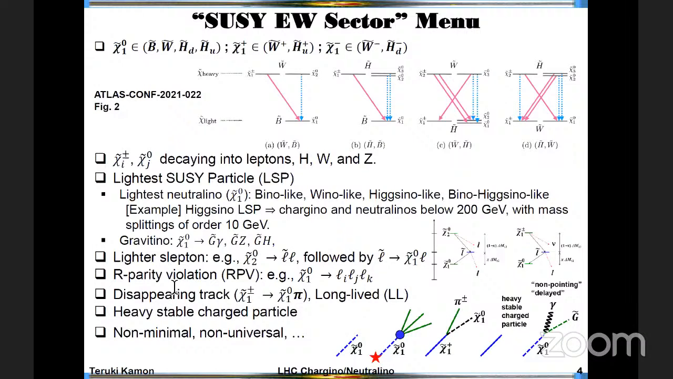You can also bring in R-parity violation, with chi-one that can decay to leptons, depending on the coupling. If the mass splitting between chargino and neutralino is small enough, like 100 MeV, there will be a pion and it produces a disappearing track topology with long lifetime, or you can even consider a heavy stable charged particle, or you can expand more for the non-minimal or non-universal case. The sketch at the bottom shows different types of decay topology.